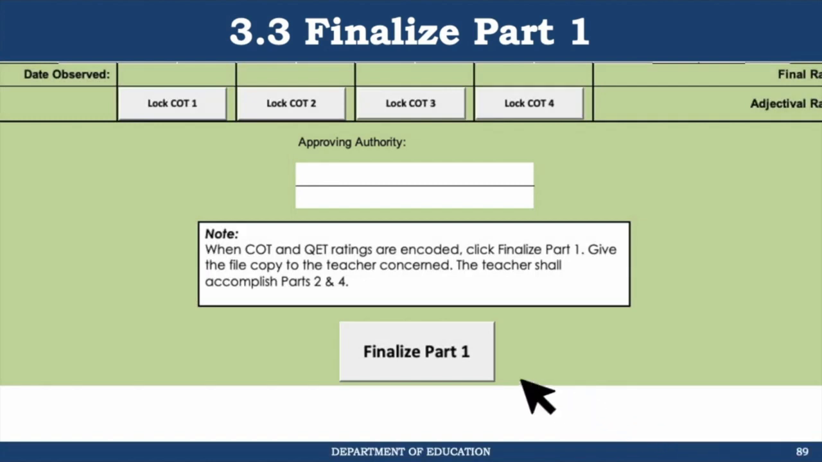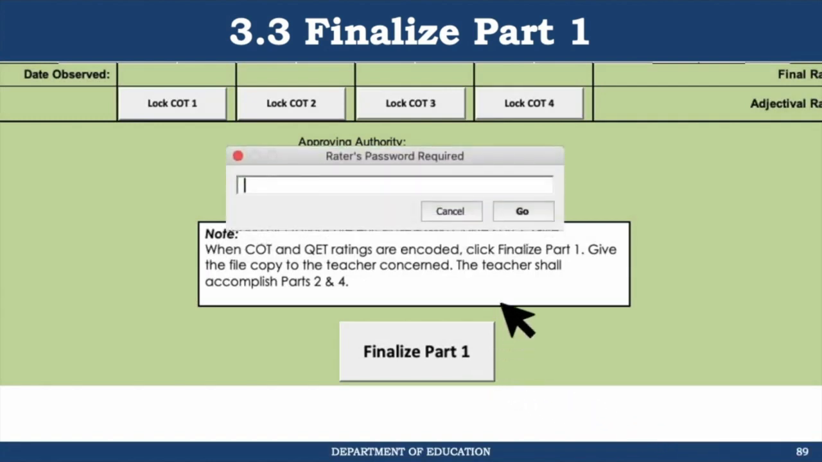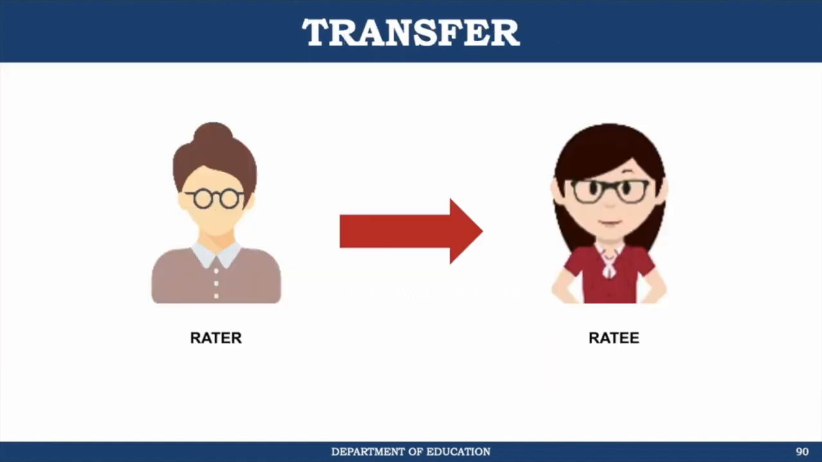Then, the rater will click the Finalize Part 1 button, which prompts for the rater's password that was previously set. Input the rater's password and click Go. This locks Part 1. You will confirm that Part 1 has been finalized because the background color has turned red. At this point, the rater transfers the file to the ratee.